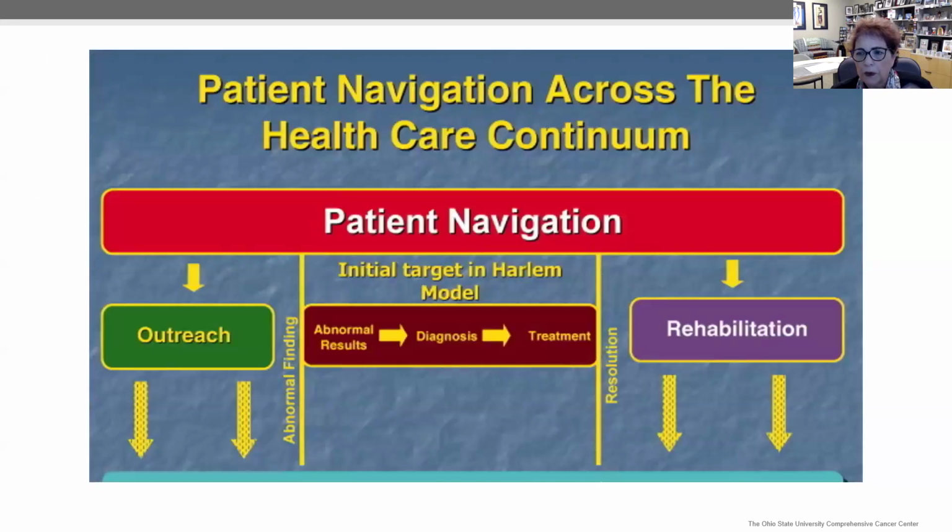So, what we like to think of patient navigation is that this first yellow bar here is when the patient hits the door of the clinic. That's how I like to sort of describe patient navigation. But in the initial model in Harlem, the patient navigators went out to the community to get women to get screened, and then any abnormal finding, the women were navigated from abnormal results through diagnosis and treatment and through the survivorship program. And again, this type of a program can be instituted for whatever cancer in whatever location.